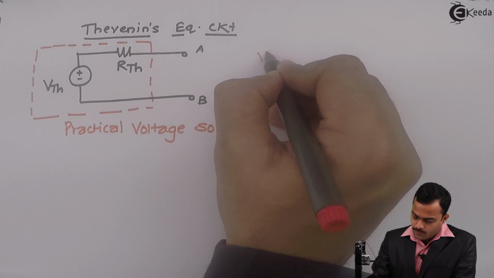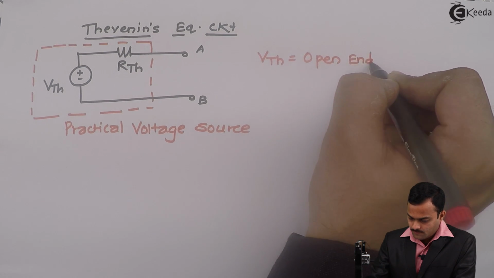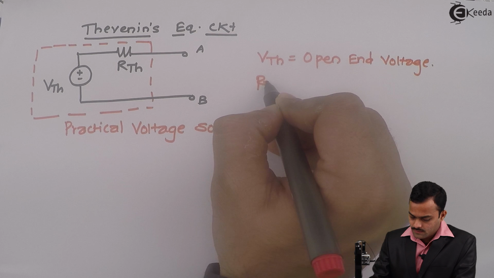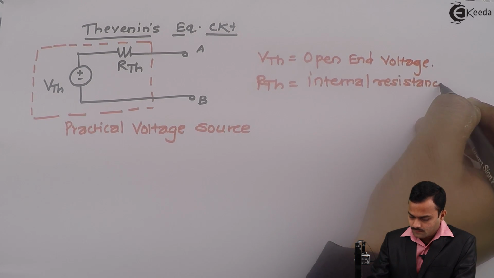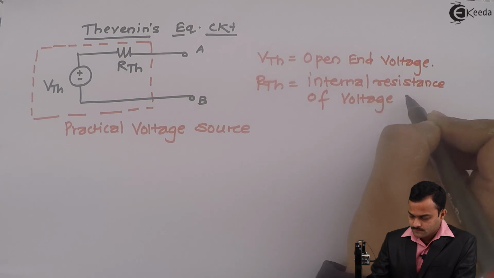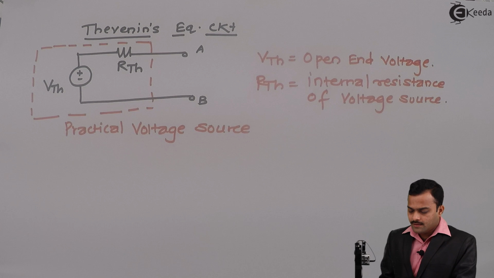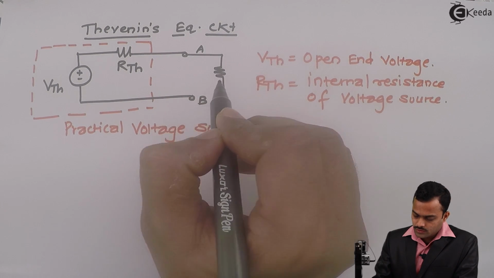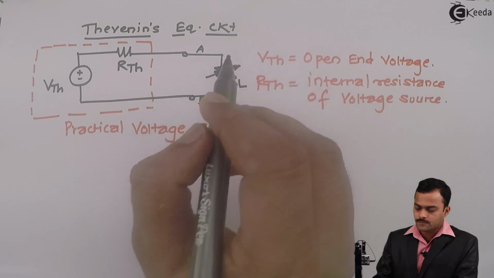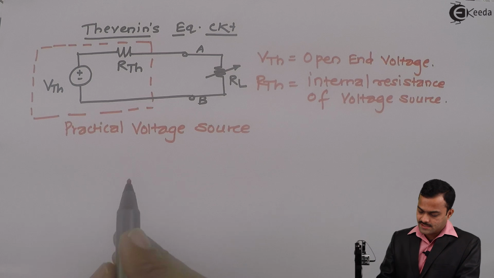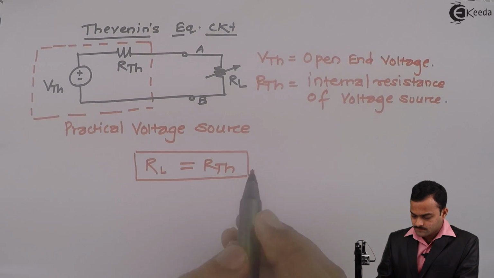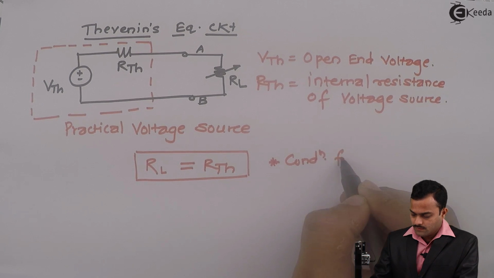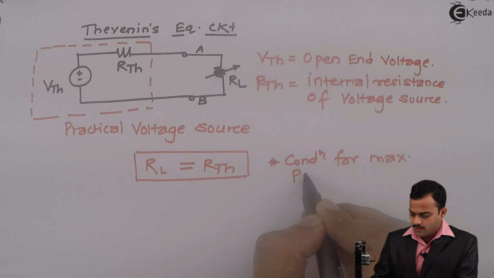Where VTH is the open end voltage and RTH will be the internal resistance of the voltage source. So now I can say what should be the resistance connected between terminals A and B, which I can call load resistance, so that maximum power will be transferred through it. For that, the condition is your load resistance should be equal to Thevenin's equivalent resistance, which is the condition for maximum power transfer.